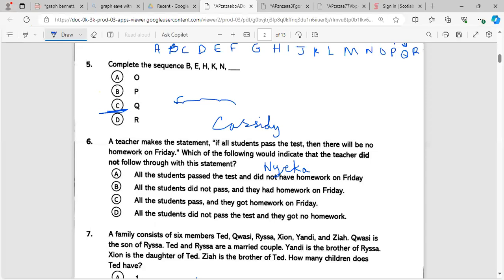Number 16, a teacher makes a statement. If all students pass the test, then there will be no homework on Friday. Which of the following would indicate that a teacher did not follow through with the statement? Here my answer is C.